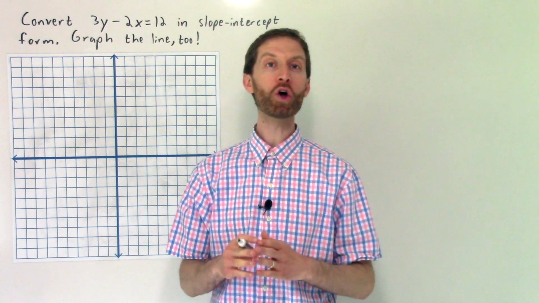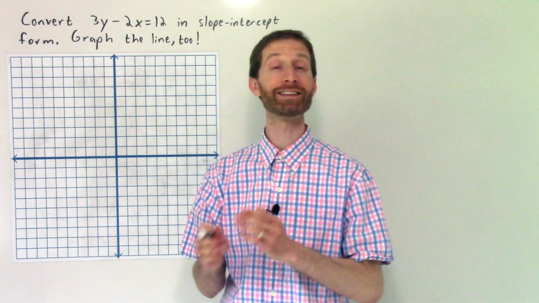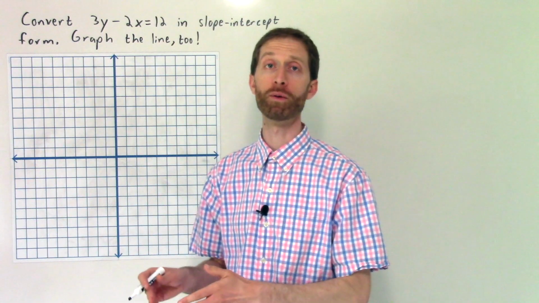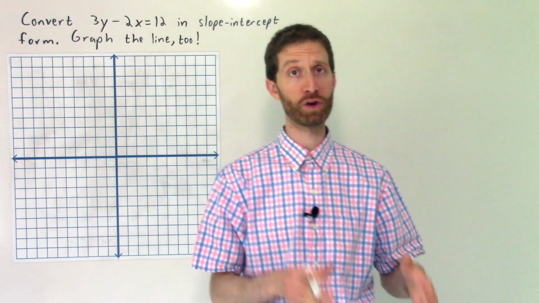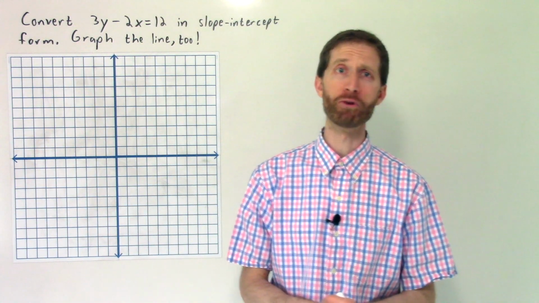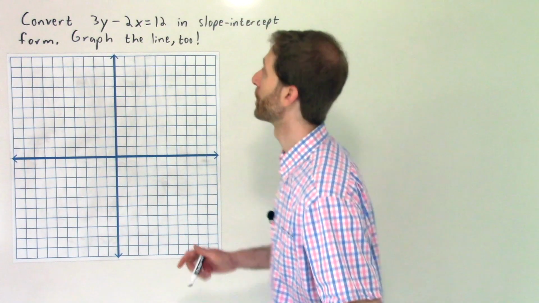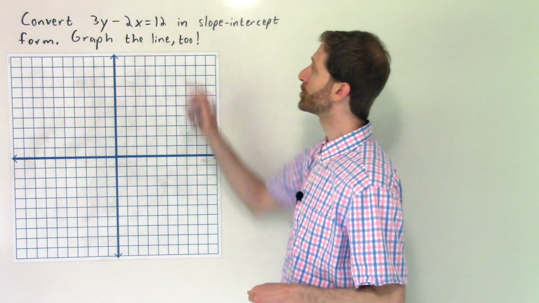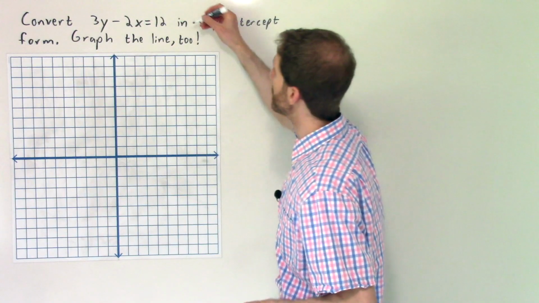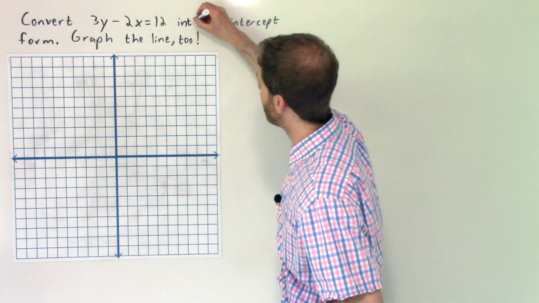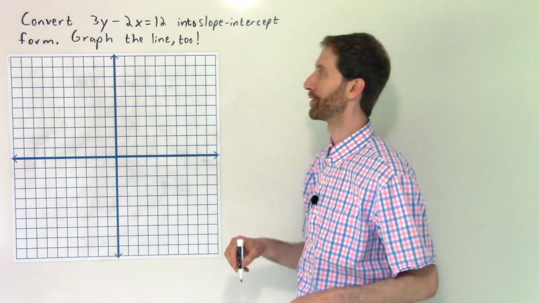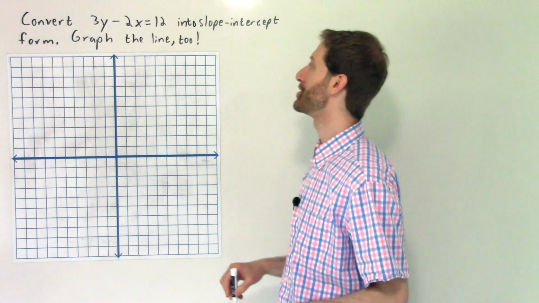In this video, we're going to go over how to take an equation that is not in slope-intercept form and convert it into slope-intercept form, and then, of course, graph it. Let's check it out. Convert 3y minus 2x equals 12 into slope-intercept form. Graph the line too.